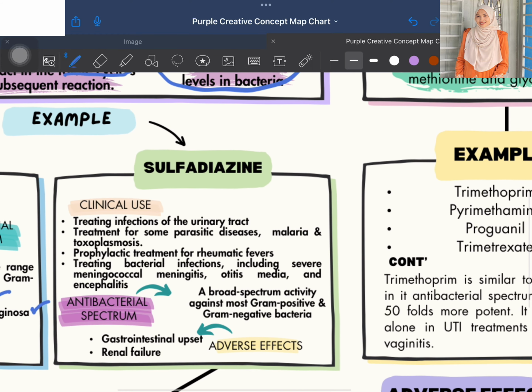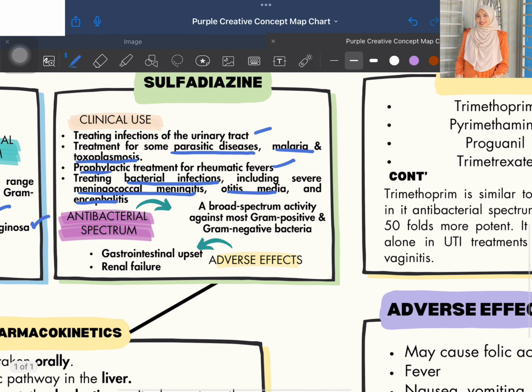Next is sulfadiazine. This drug is used to treat infections of the urinary tract and used for the treatment of some parasitic diseases like malaria and toxoplasmosis. And this is very useful for the prophylactic treatment for rheumatic fever and also used in the treatment of bacterial infections including severe meningococcal meningitis, otitis media, and encephalitis. Sulfadiazine has a broad spectrum activity against most gram-positive and gram-negative bacteria. And then this drug also gives some adverse effects to the patients like gastrointestinal upsets and also renal failure.